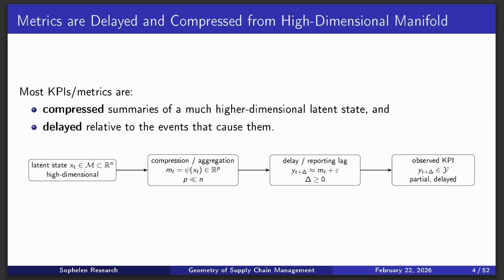So here we talk more about the metrics that are delayed and compressed from a high dimensional manifold. So you have some variables that live in high dimensional space and that can be compressed down to a much lower dimensional space, and you don't get that until a little bit later. And then you do your forecast based on that delayed data, right? And so when you do a forecast based on delayed data, you may not choose the most appropriate action.